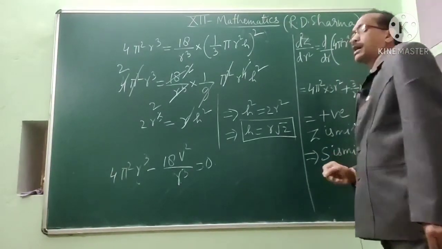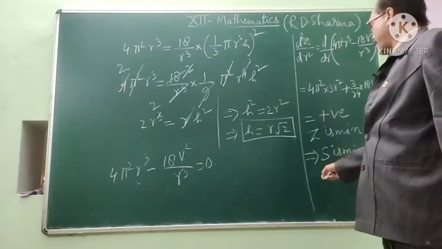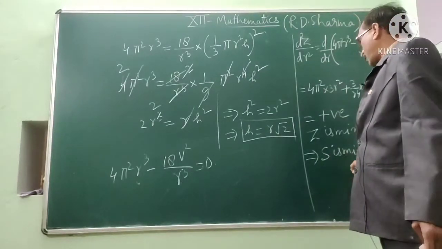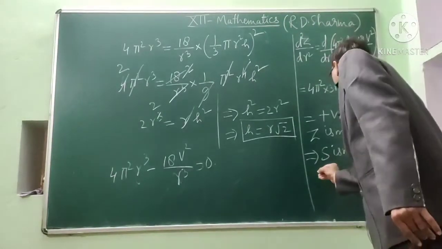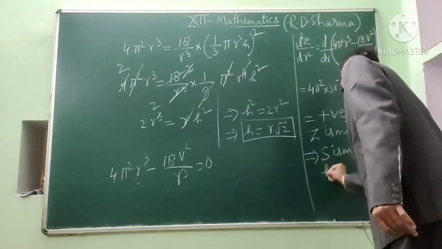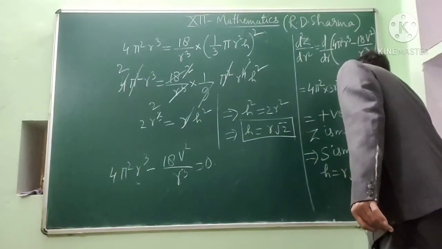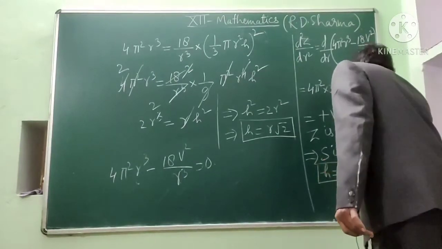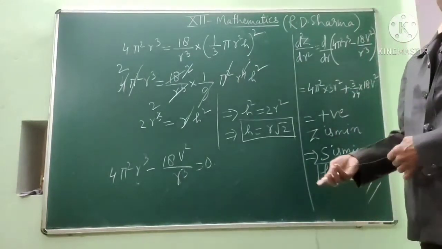It means the curved surface area of the conical tent is minimum when s is minimum and h equals r root 2. This is the proof.